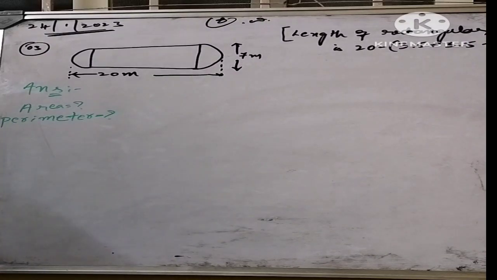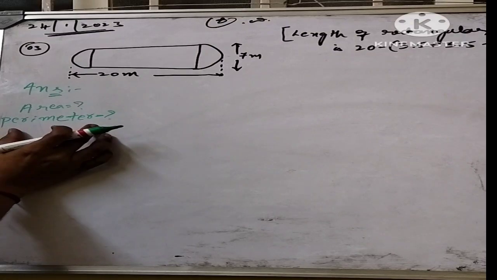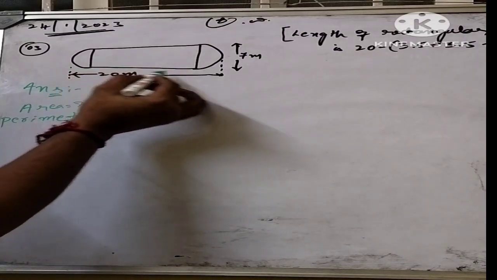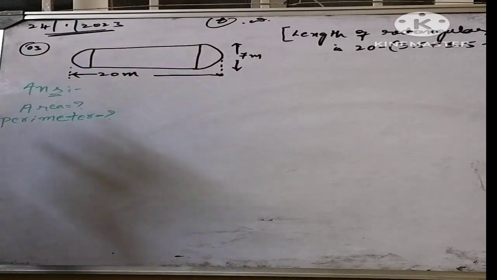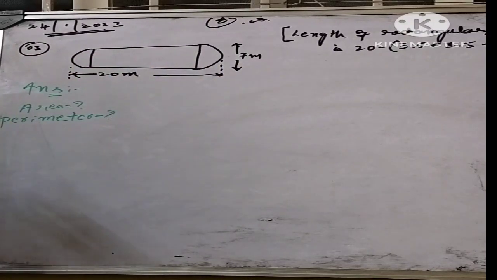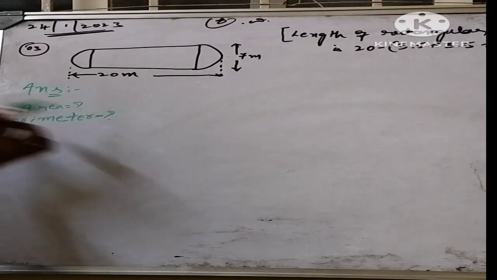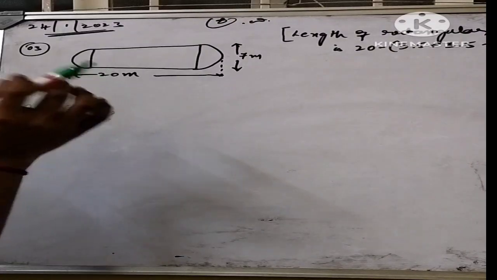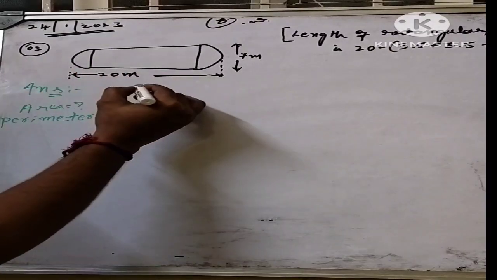You already know the meaning of perimeter. Perimeter means the circumference of the area, the boundary at the end of the circle. So let's find out the area and perimeter. Before that, let's take the data he has given.